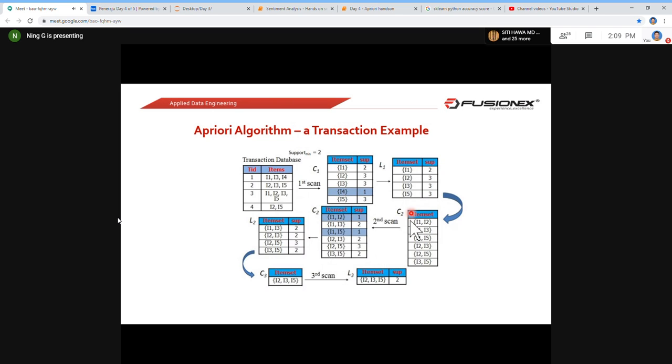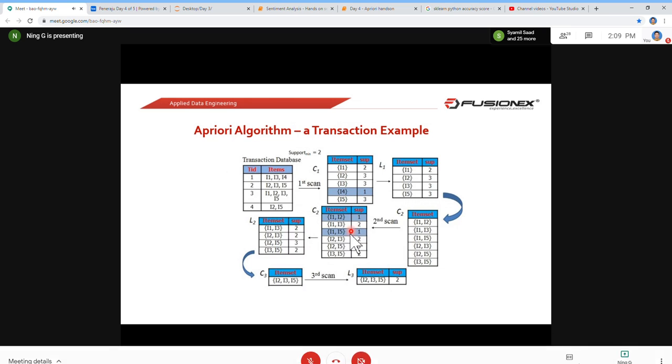So 1 and 2 as a set, how many times has it appeared? Once, twice, right? Oh no, once. This is the only one, number 3, right? So this is once, right? So similarly, number 1 and number 5 is also appearing once, right?